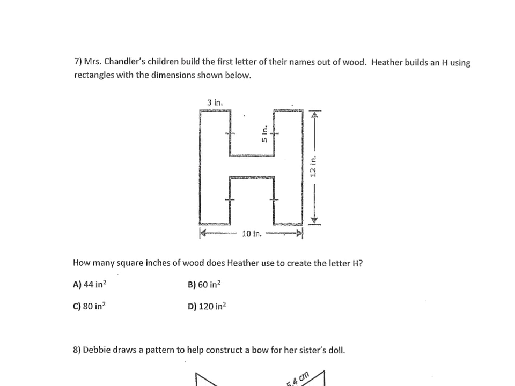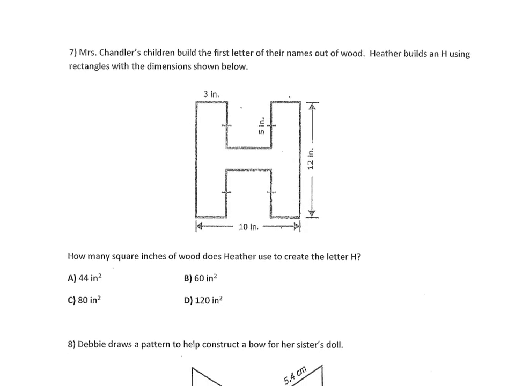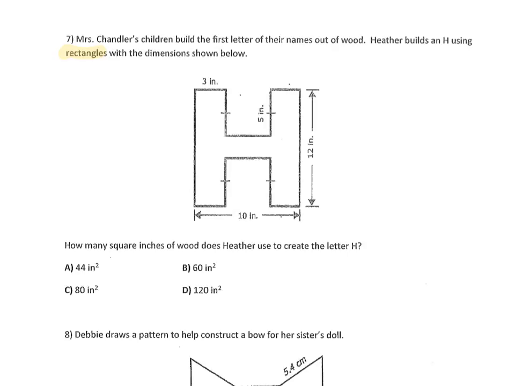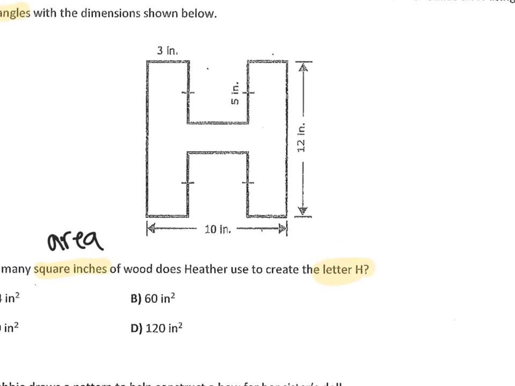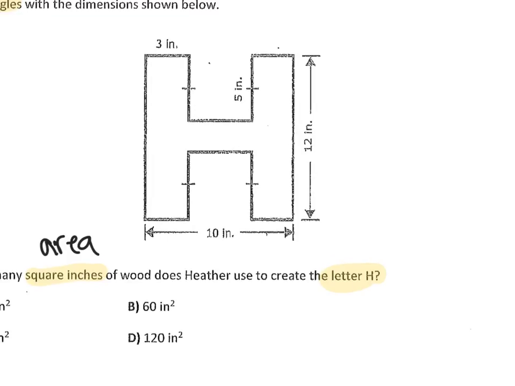Number 7, Mrs. Chandler's children built the first letter of their names out of wood. Heather builds an H using rectangles with the dimensions shown below. How many square inches of wood does Heather use to create the letter H? So this square inches tells us we're looking for the area. Okay, so how many rectangles do we have? If you had 3 rectangles, you wouldn't know what this part was specifically.